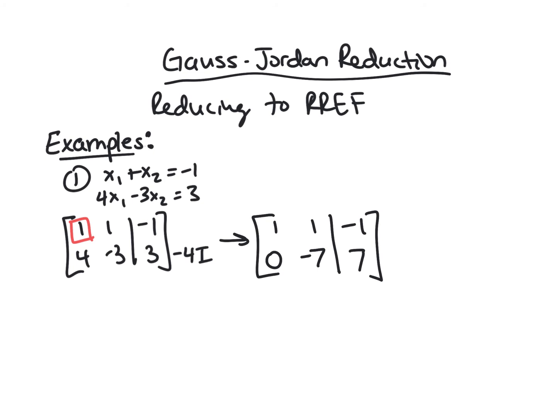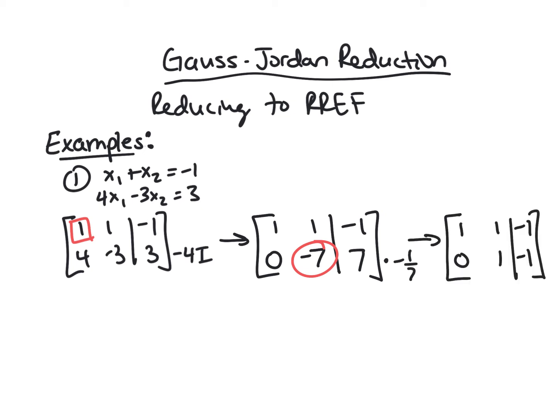And then again, in the original Gaussian elimination, we're already done. This is in row echelon form, and we could of course back substitute and solve, but here we want to make this pivot 1, and so we're going to multiply by negative 1/7 here.